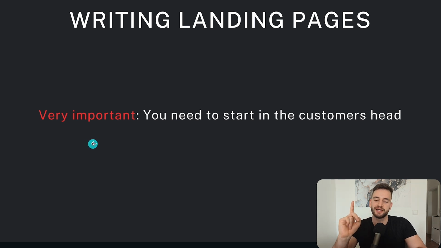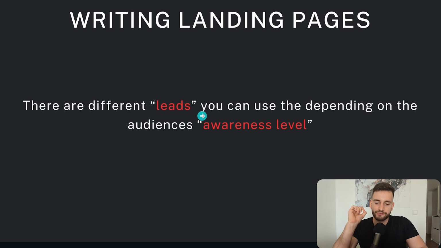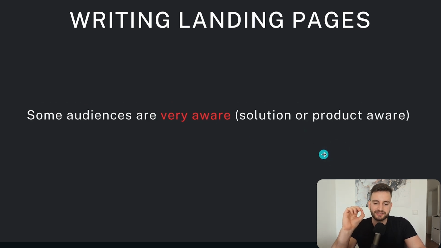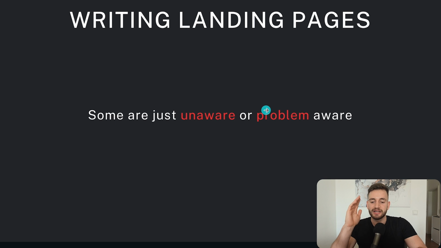Very important concept, guys. You need to start in the customer's head, meaning there are different leads you can use depending on the audience's awareness level. This essentially means the way you start your copy and how you explain things entirely depends on the awareness level. Some audiences are very aware, like solution aware or even product aware. They even know the product you are selling to them. They know the name of it. They don't just know, okay, dropshipping is going to make me money. They also know the dropshipping masterclass exists.